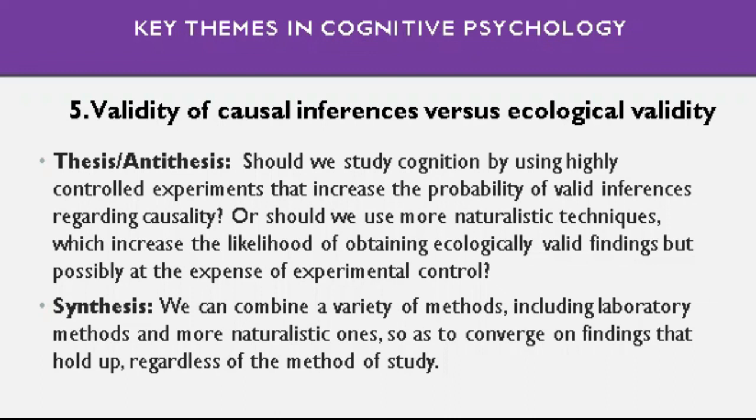The thesis and antithesis for this is: should we study cognition by using highly controlled experiments that increase the probability of valid inferences regarding causality, or should we use more naturalistic techniques which increase the likelihood of obtaining ecologically valid findings but possibly at the expense of experimental control? All right, and for our synthesis, we can combine a variety of methods, including laboratory methods and more naturalistic ones, so as to converge on findings that hold up regardless of the method of study.